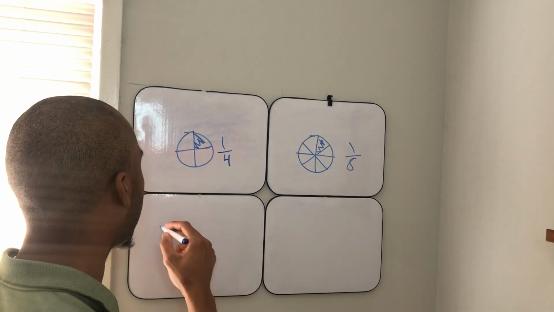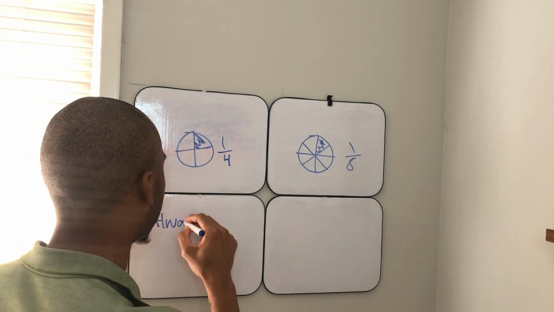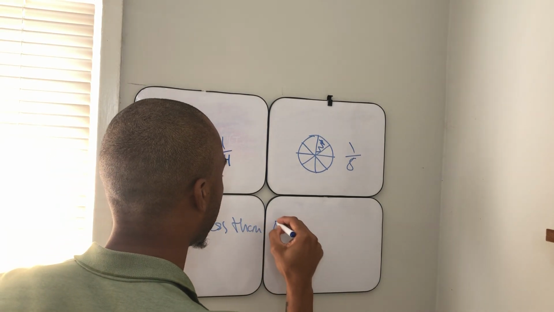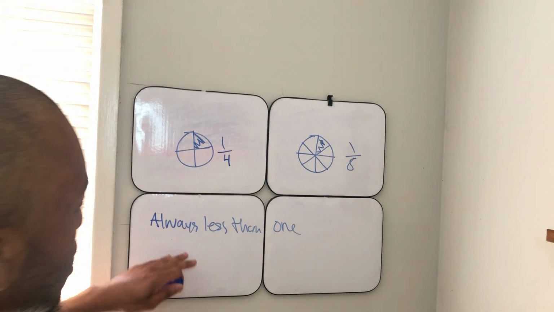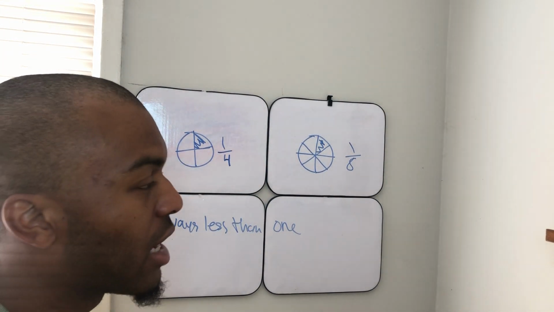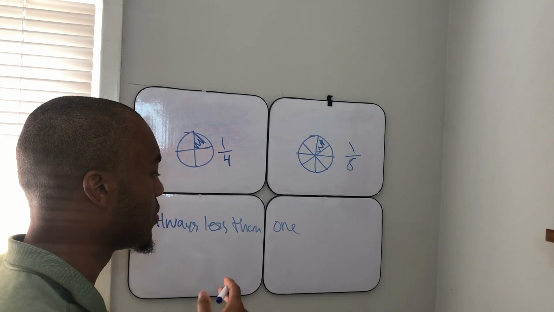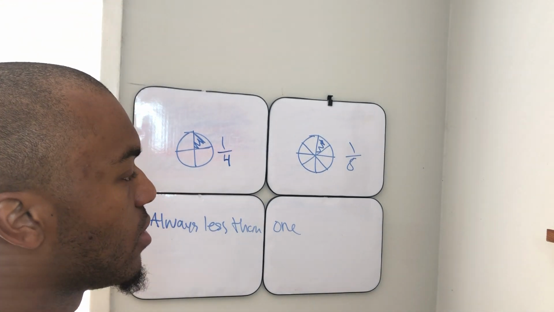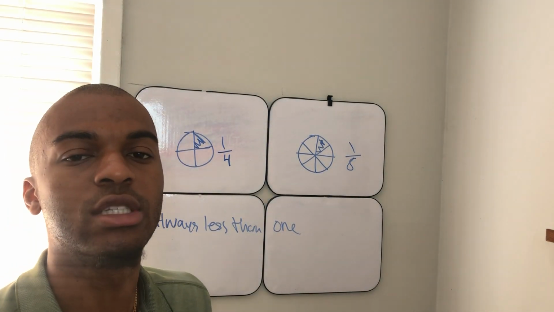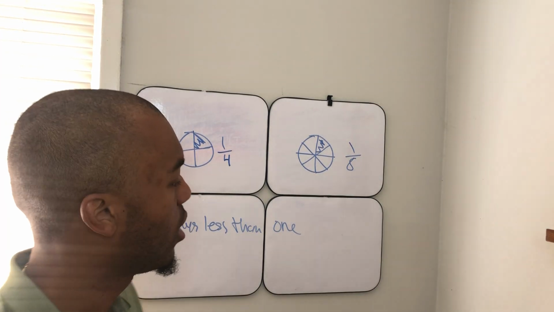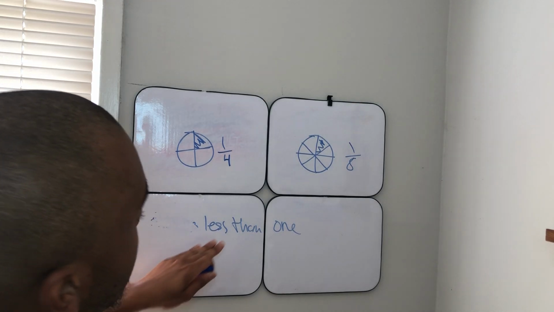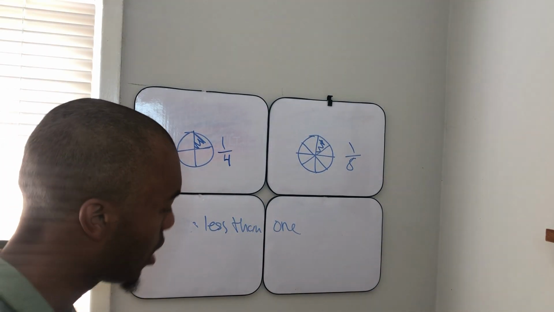And one thing about fractions, we're going to talk about this in a second, is that fractions are always less than 1. Excuse me. But they can also be 1. If you got, let's say, 1/1 or 8/8, then that fraction is 1. But let's talk about just the standard situation. In the standard situation, a fraction is going to be less than 1 always.